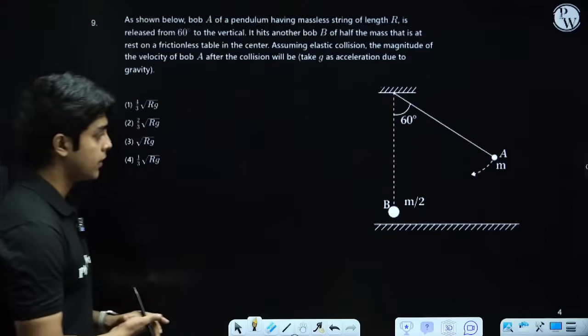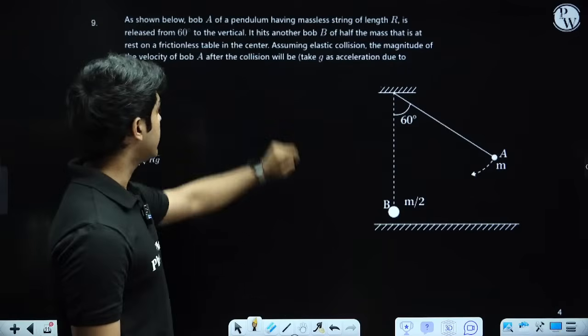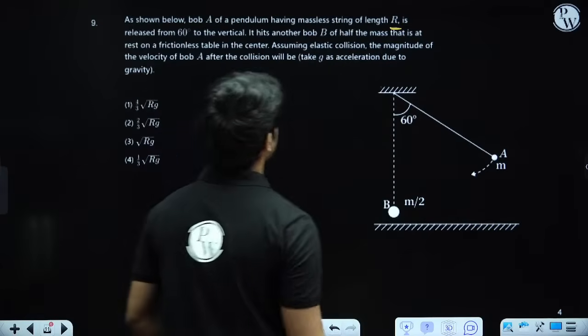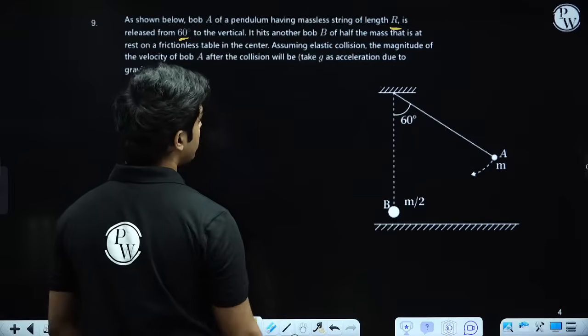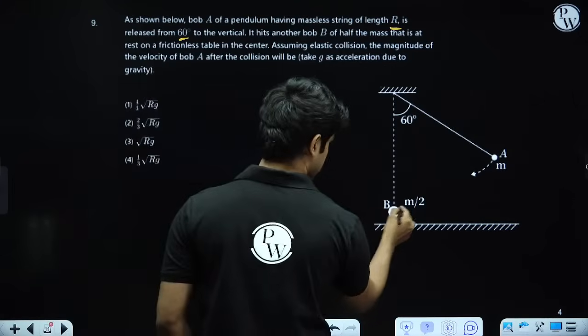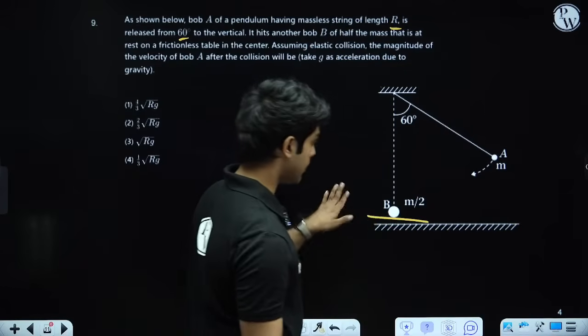Now moving on, is a collision problem. So we have a bob of a pendulum having a massless string of length capital R, released from 60 degrees to the vertical. It hits another bob B of half the mass. So B's mass is m by 2. This B is actually on the ground, by the way. It's not mid-air, it's actually on the ground.